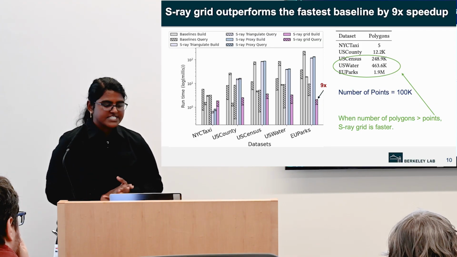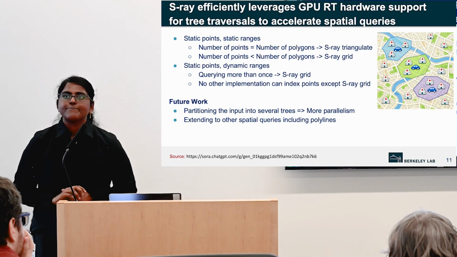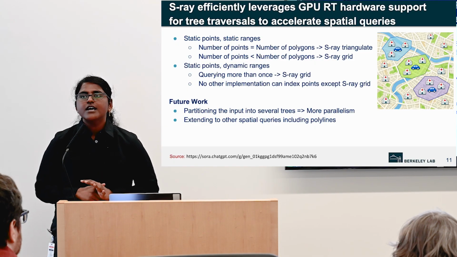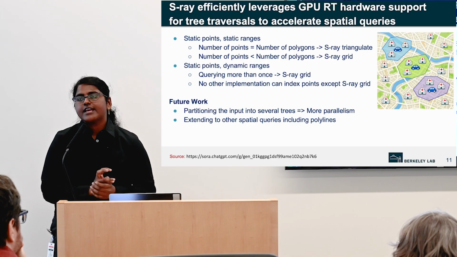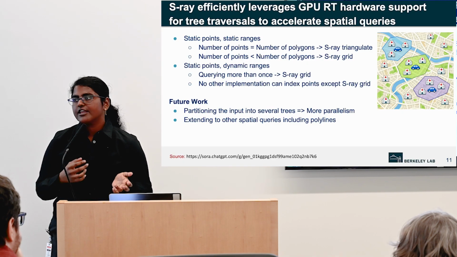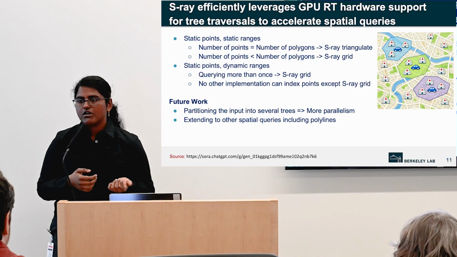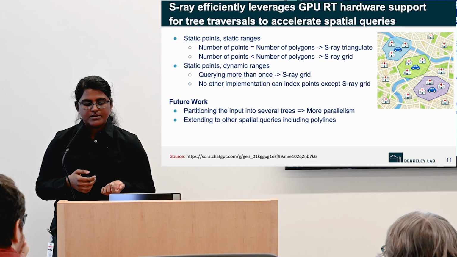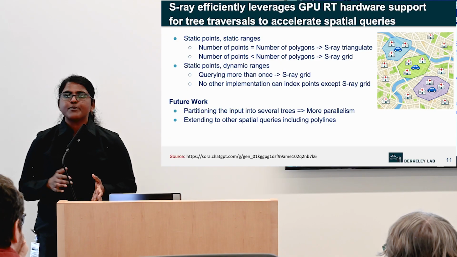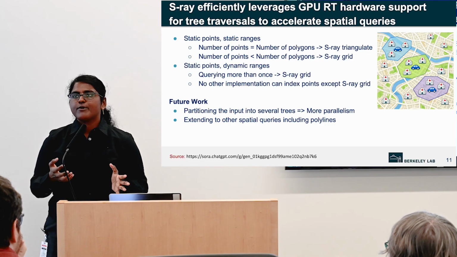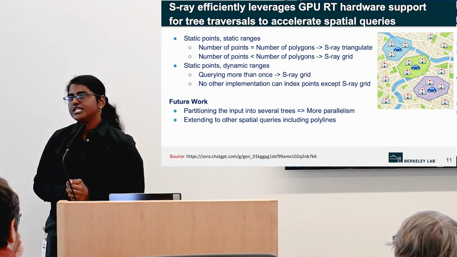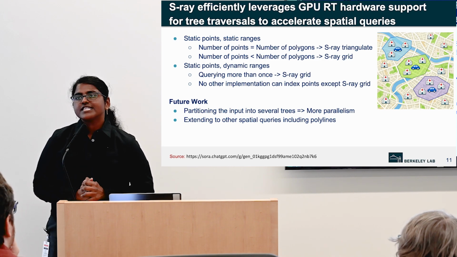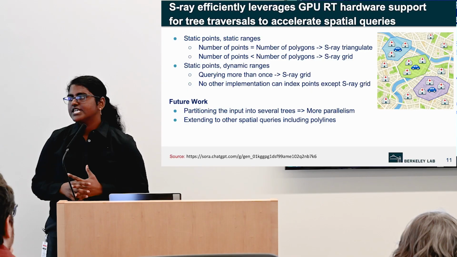So we ran several other experiments. Basically, when your data is static, so when your points are static and the polygons are also static, meaning you can build an index on either points or polygons, and the number of points is in the same order as the number of polygons, then you would use the S-ray triangulate method. And when the number of points is less than the number of polygons, you'd want to use the S-ray grid method.